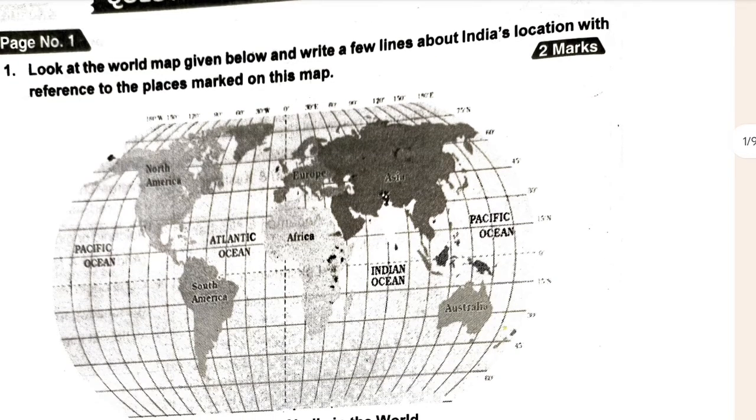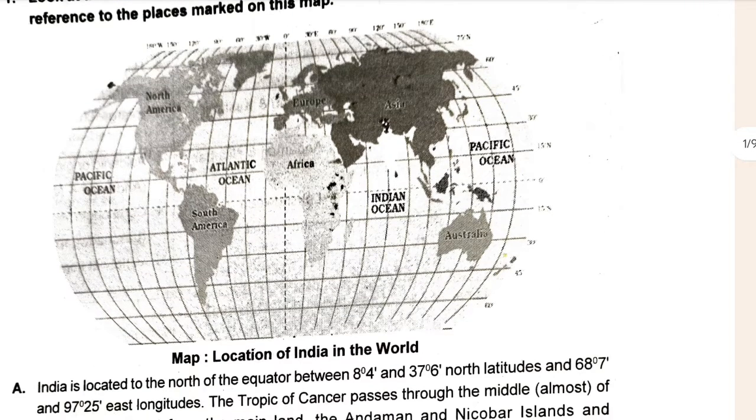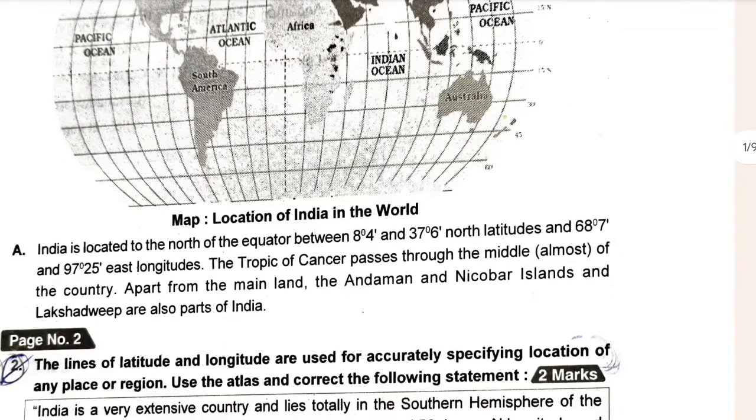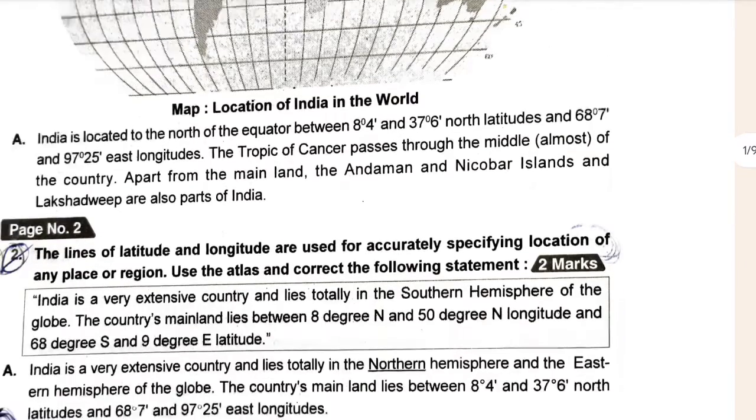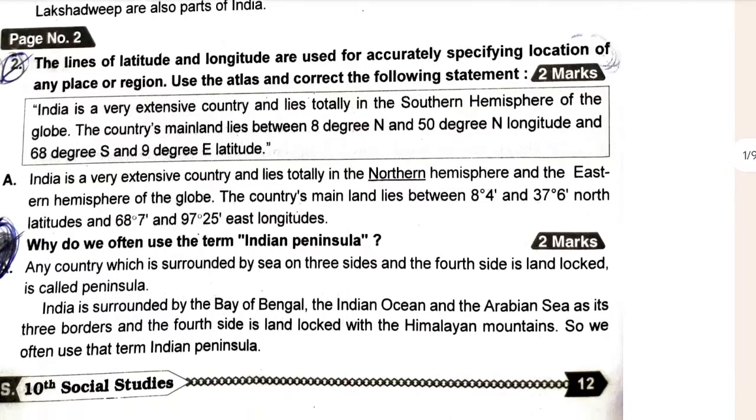So actually that's your first question. Look at the world map given below and write a few lines about India's location with reference to the places marked on the map. Okay? So actually it is a 2 marks question, you can say. Okay, and if you see here, this is a page number 2 question.